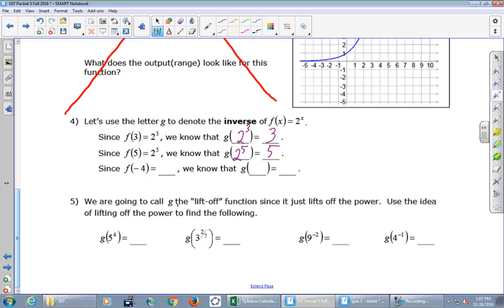We're plugging negative 4 into our function. F of negative 4 is 2 to the negative 4, right? Not even doing anything with that, just copying it: 2 to the negative 4. And therefore, when I go to the inverse function, g of 2 to the negative 4 equals negative 4.